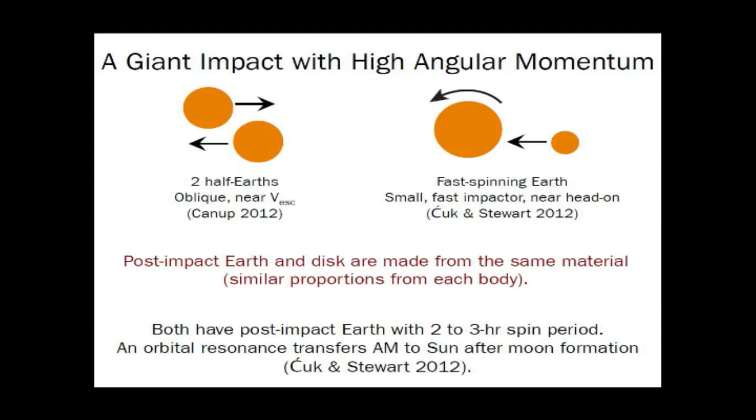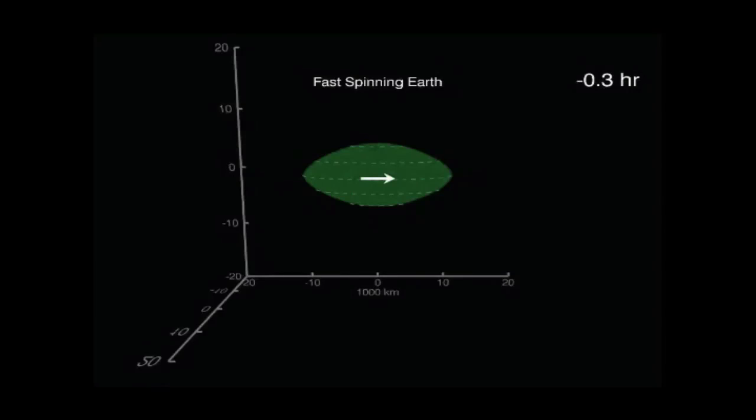And that is a key step, a key requirement of a high angular momentum impact scenario: that some dynamical mechanism can remove angular momentum. So let's take a look at this scenario. I'll show you a couple of animations of the fast-spinning Earth case.